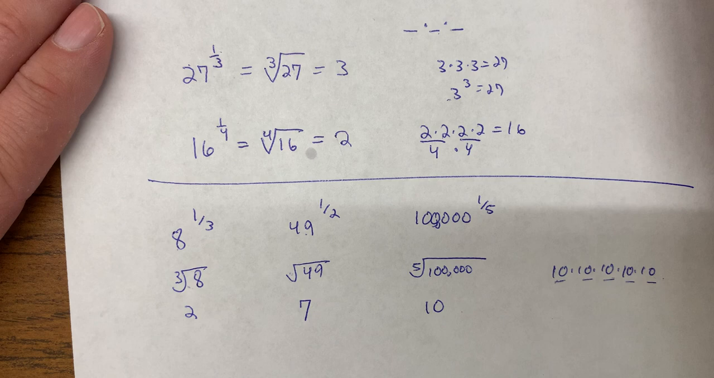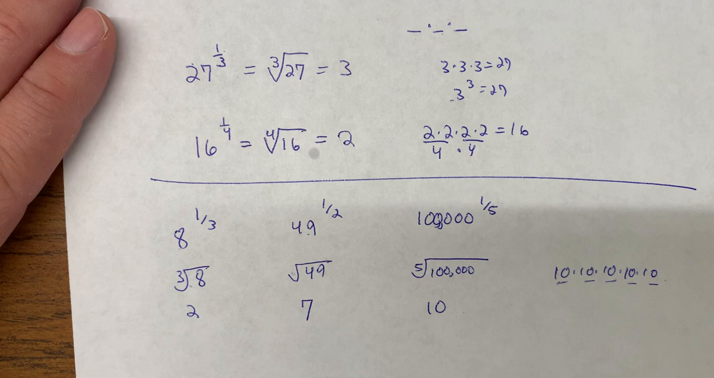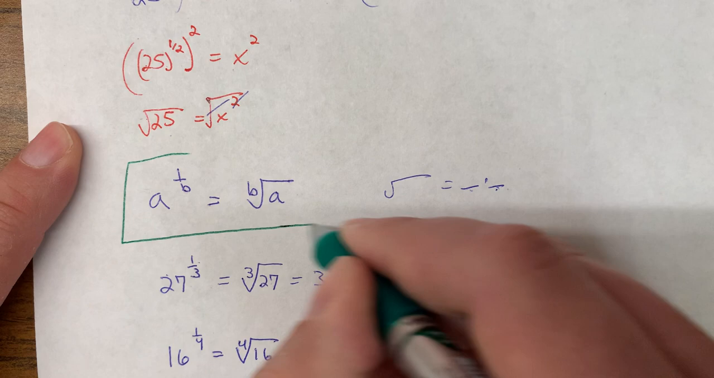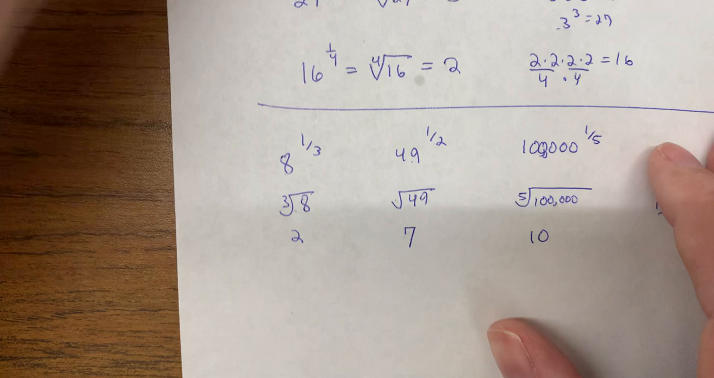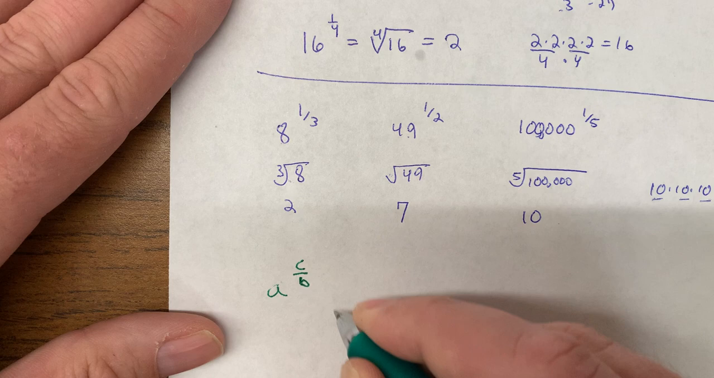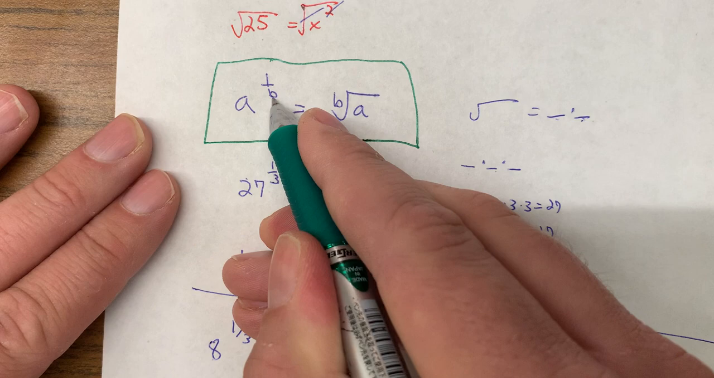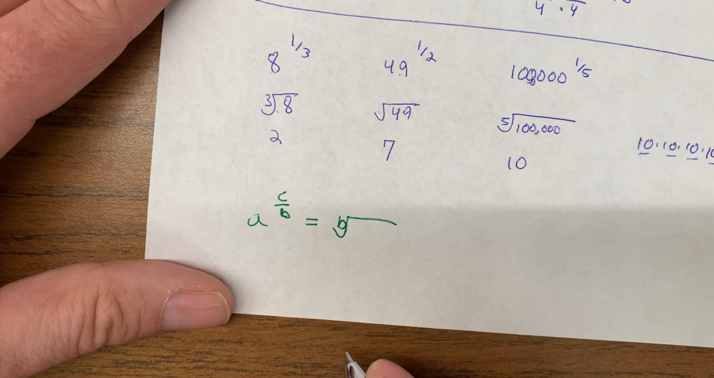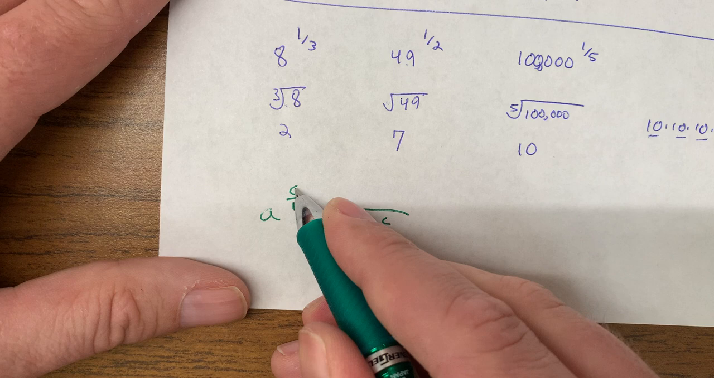Okay, let's do a new type of exponential. I'm going to go ahead and box this important piece of information. This is worth writing down. This is an important property. Our next important property is that if we have a to the c over b, then this is the same as, just like before, that denominator is going to be a root. So the denominator is a root, and the c will just be an exponent like normal. So the numerator will be a numerator like normal, and the denominator will be a root.